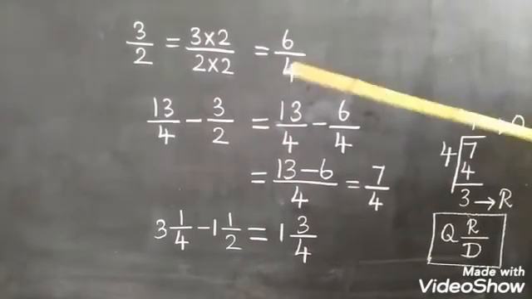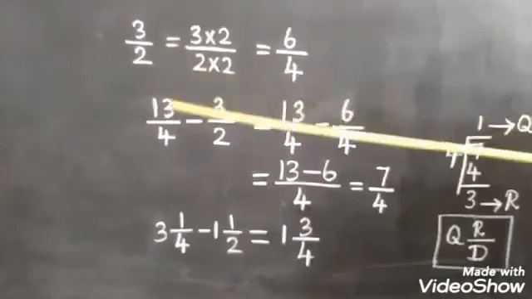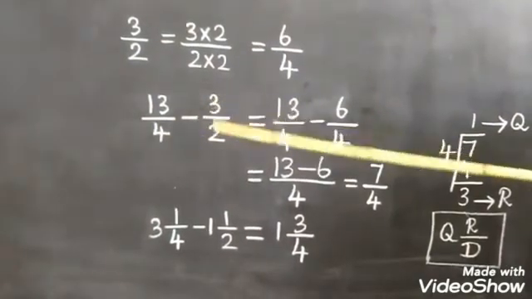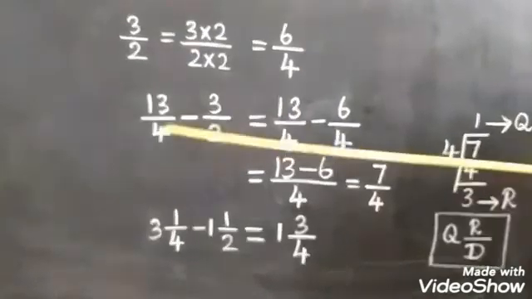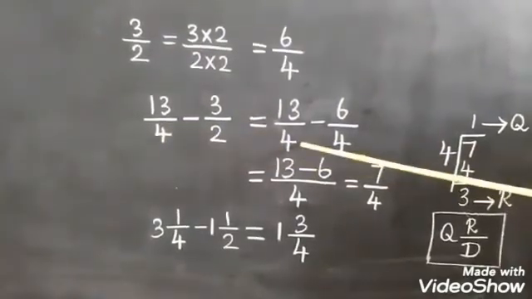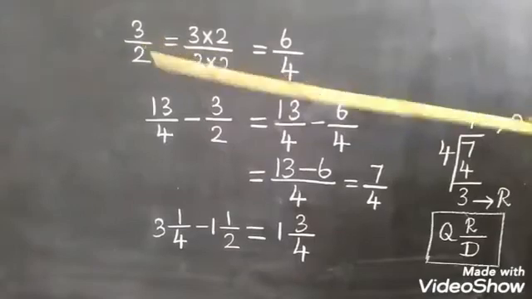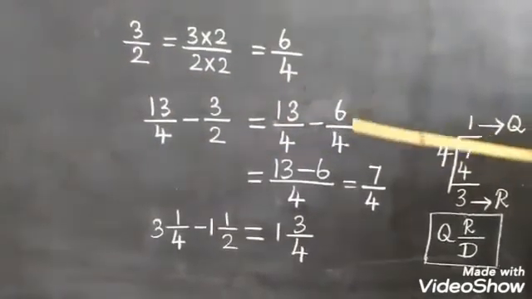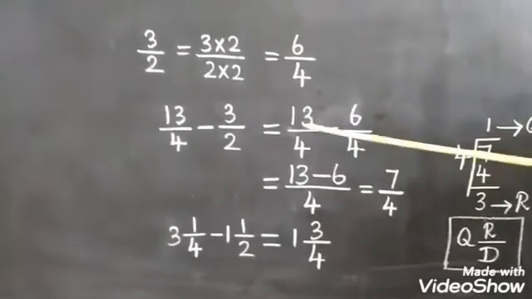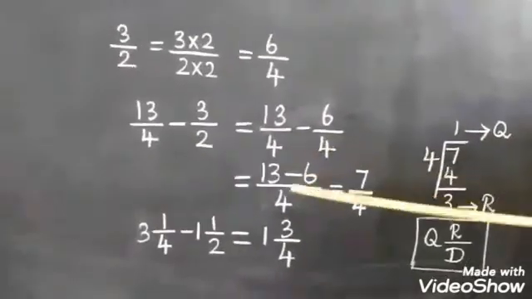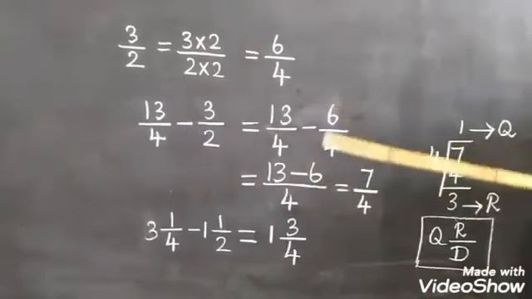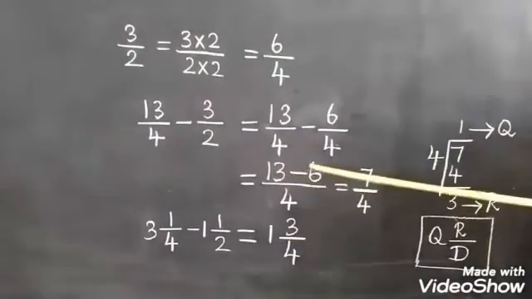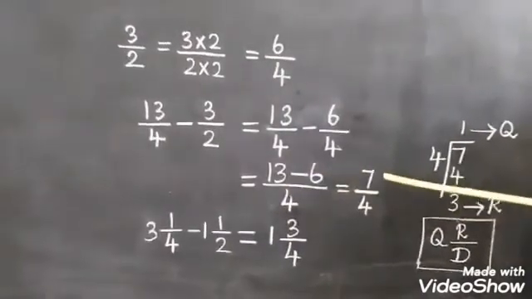From the question, after converting into improper fraction, 13 by 4 minus 3 by 2 we get. Here 13 by 4 as it is we can keep. For 3 by 2, what we have to write? We have to write 6 by 4. Now we can subtract this. 13 minus 6 what will come? Yes, 7. And then denominator 4 as it is we have to keep.